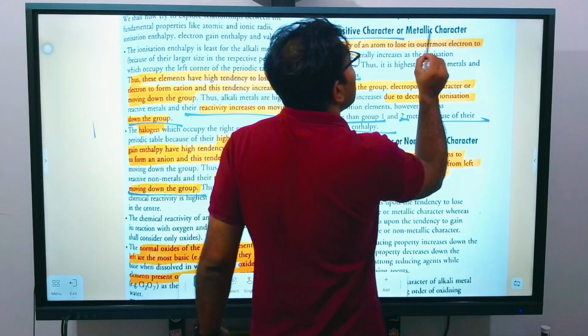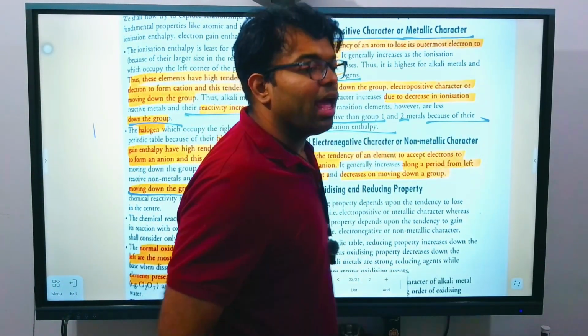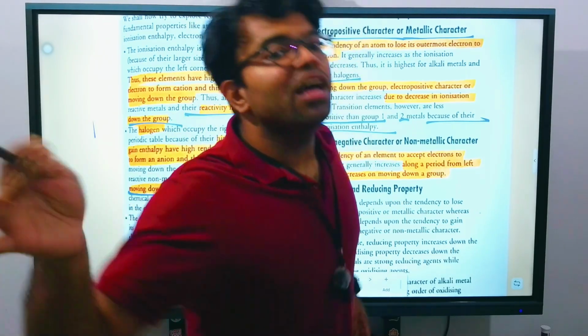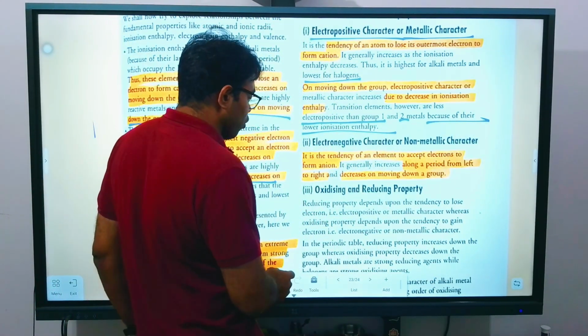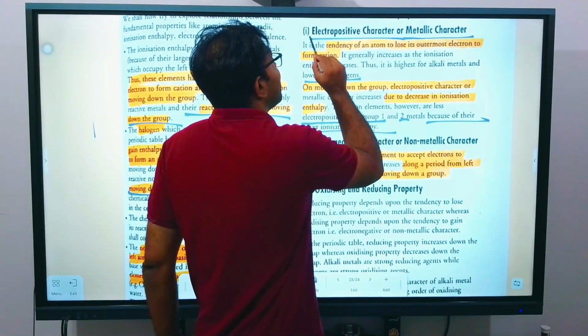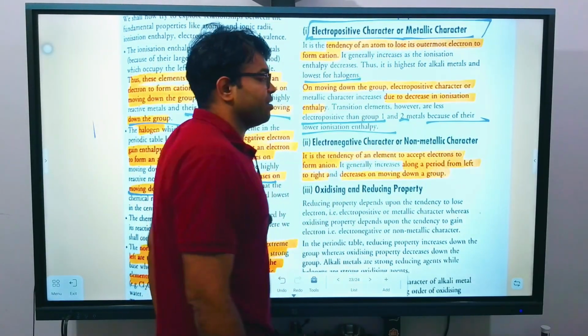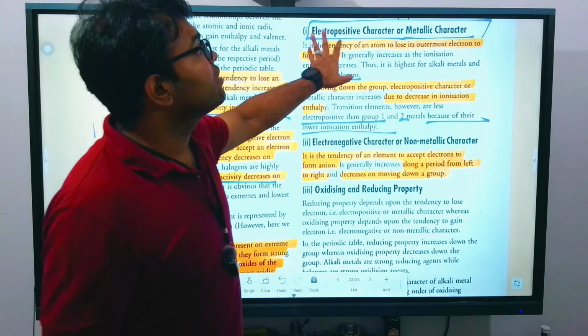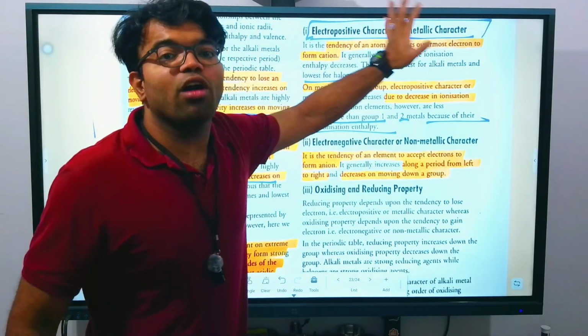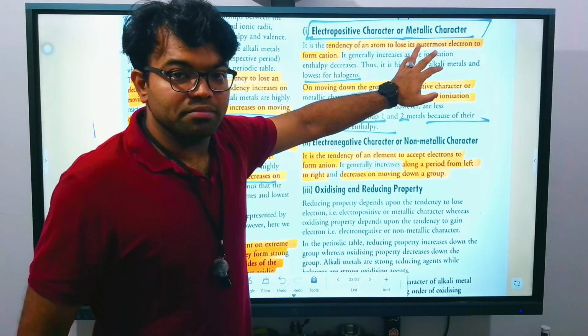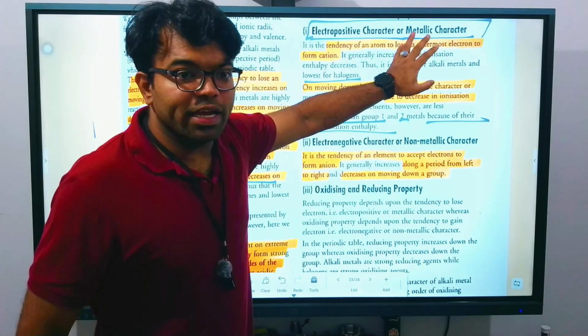Electropositive character is the metallic character. Understood? Electronegative character is the non-metallic character. So electropositivity and metallic character are synonymous with each other. Electronegativity and non-metallic character are synonymous. Clear? Clear, Drupad?